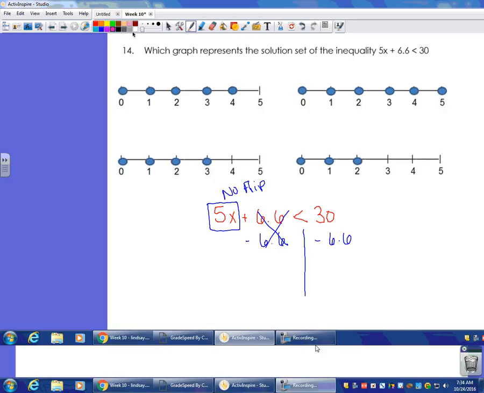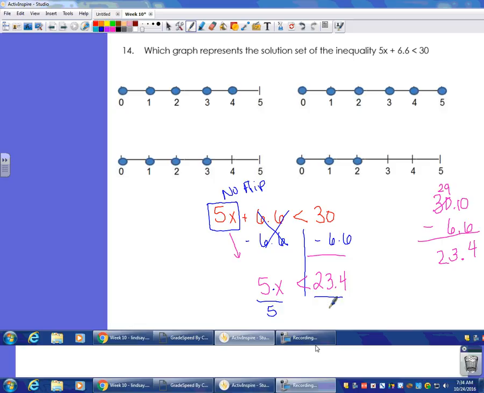I'm going to have 30.0 minus 6.6. This is going to give me 29. It's going to give me a 4, and that's going to give me 9 minus 6 is 3. So it's going to be 23.4. So what I have now is 5x is less than 23.4. So now what I need to do is go ahead and divide both sides by 5.